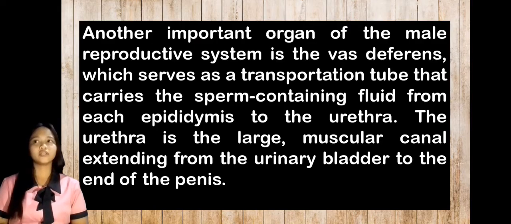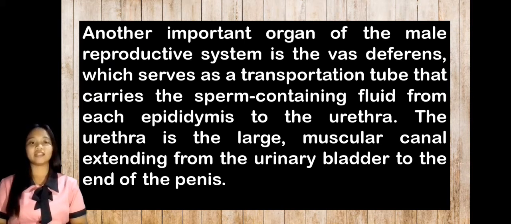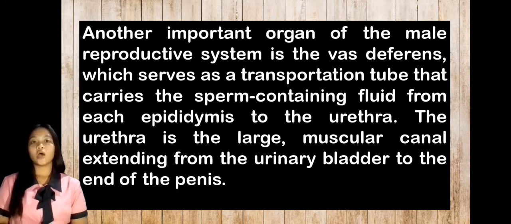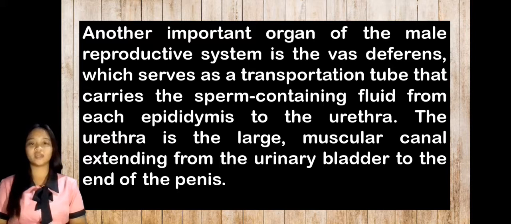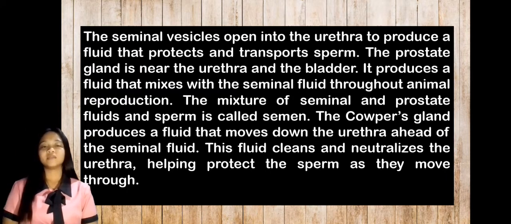Another important organ of the male reproductive system is the vas deferens, which serves as a transportation tube that carries the sperm-containing fluid from each epididymis to the urethra. The urethra is the large muscular canal extending from the urinary bladder to the end of the penis. The seminal vesicles open into the urethra to produce a fluid that protects and transports sperm.